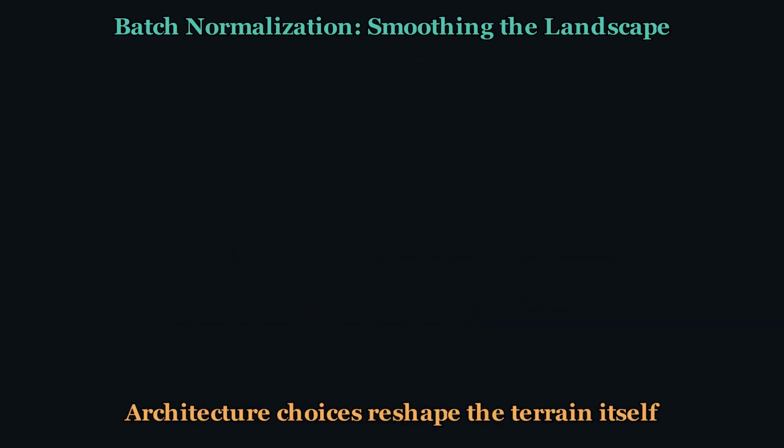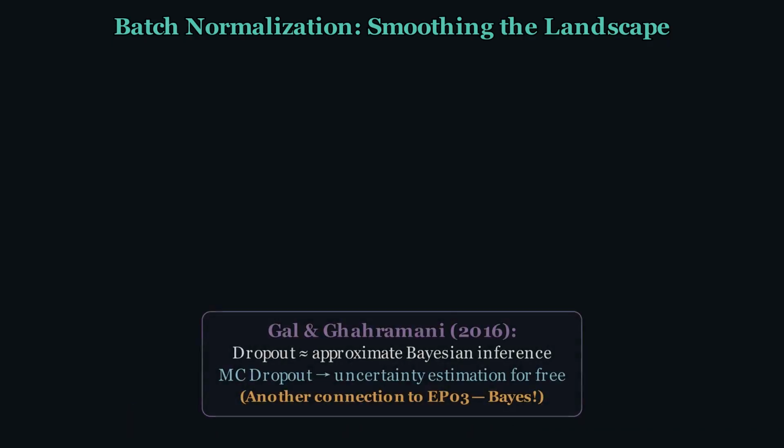This is the core theme of this entire episode. Architecture choices reshape the terrain itself. Skip connections, batch normalization, regularization, dropout. All of them sculpt the landscape into something the optimizer can navigate. And one more beautiful connection. Gal and Ghahramani showed that dropout is mathematically equivalent to approximate Bayesian inference. Keeping dropout on at test time gives you uncertainty estimates for free. Another link back to episode 3.